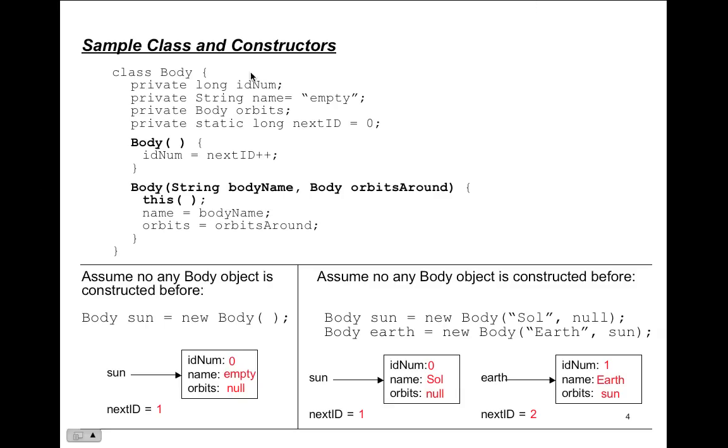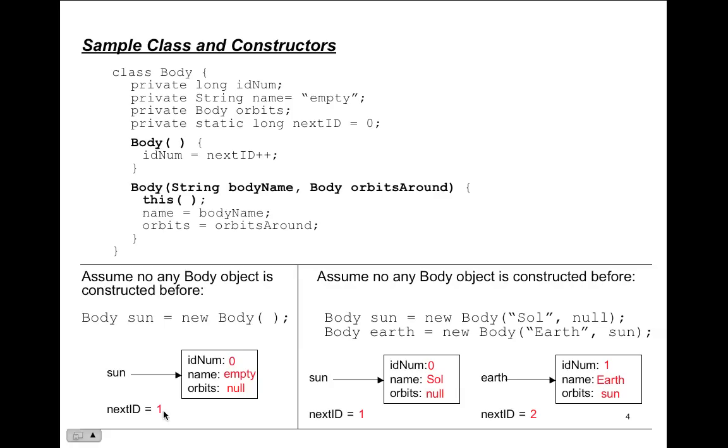All right, so the sample class and the constructors here, I kind of bumped ahead, but I've already gone through the example. We have two constructors. One of them takes different parameters. Constructors are setting the values for the data members, for the fields. Assume no Body object is constructed before. We have Body sun equal to new Body. We have the ID 0, the name's empty, the orbit's null, set automatically. I'll talk about null later on in the course in terms of object comparisons.